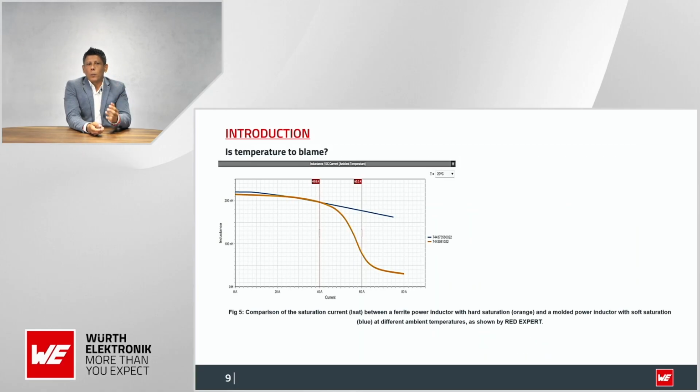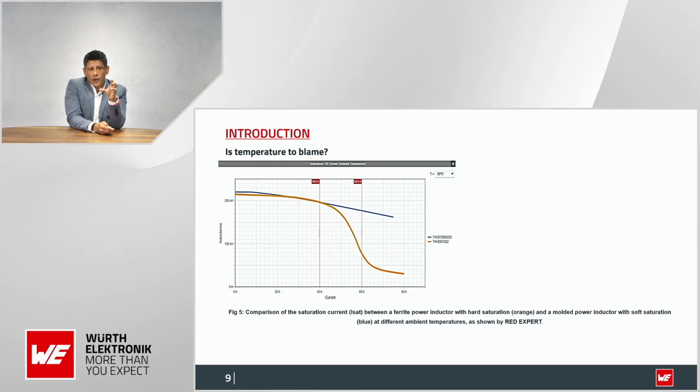research topics about it. But in this case, the question is, why is it changing? How is that related to the inductor itself? So maybe the temperature, maybe we work at a higher temperature. Let us see this figure. We have two power inductor families in Würth Elektronik's portfolio. The blue one corresponds to a molded power inductor with something called soft saturation, and the orange ones correspond to a power inductor with hard saturation.